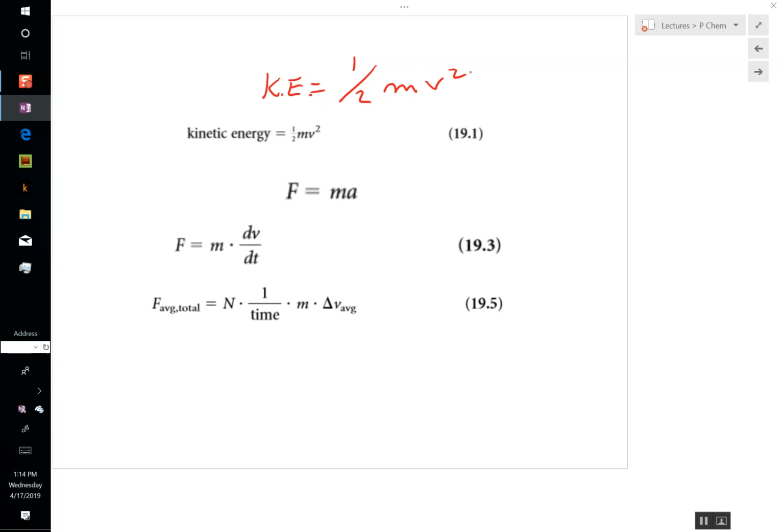All right, so when we just look here, we're looking at the force of a single atom, its mass times its acceleration. So the average then is the total number of them, 1 over time. We're integrating this and getting rid of these derivatives, coming to an equation like this: 1 over time times the mass of the individual atoms times the change in the average velocity of those atoms.